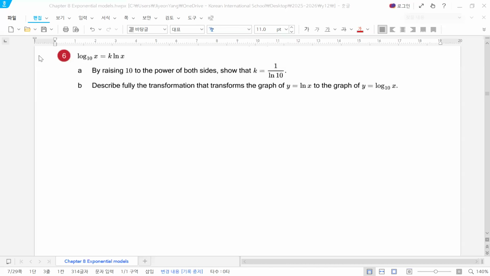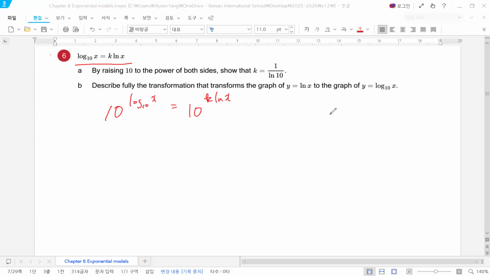Ethan, please read question number 6. log10 x = k ln x. A, by raising 10 to the power of both sides, show that k = 1/ln 10. Okay, by raising 10 to the power of both sides: 10^(log10 x) = 10^(k ln x).